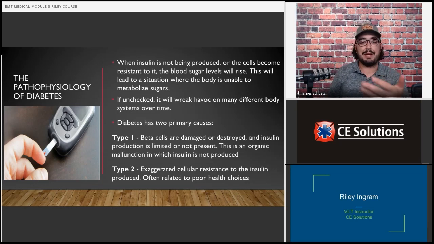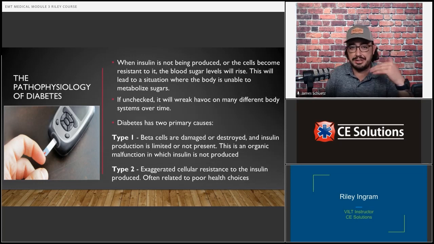When insulin is not being produced, like we said, when it's not working or it's not being produced either way, or the cells become resistant to it, the blood sugar levels will rise. Okay. If the insulin's not working, then the sugar's just going to keep going up and up and up and up. All right. And this is going to lead to a situation where the body is unable to metabolize the sugars. Not a good scenario, right?